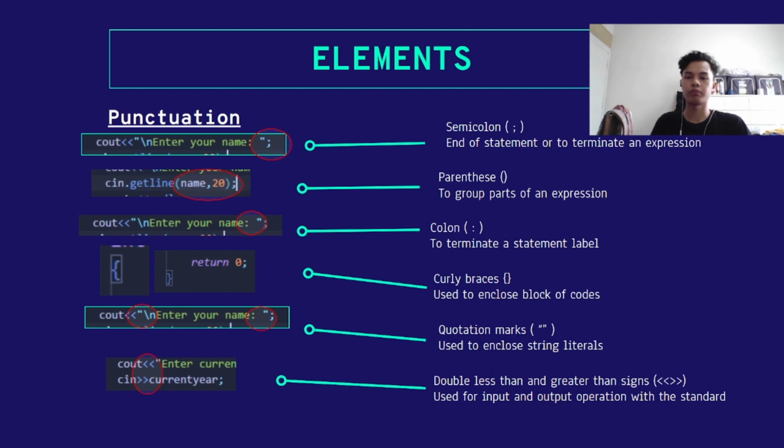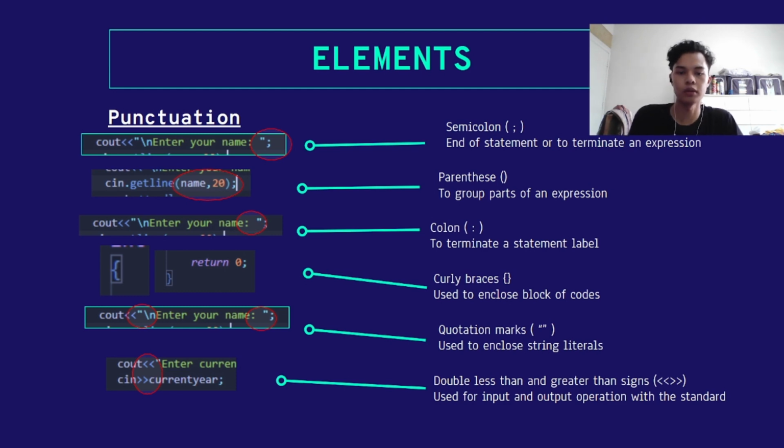And then we have punctuation. First up, as we can see in the red circle there, it is a semicolon right after the quotation mark. A semicolon is used for the end of a statement or to terminate an expression. And then we have parentheses. They are used to group part of an expression.